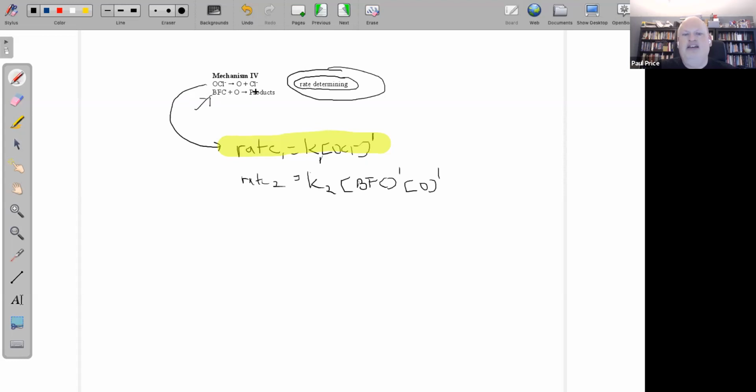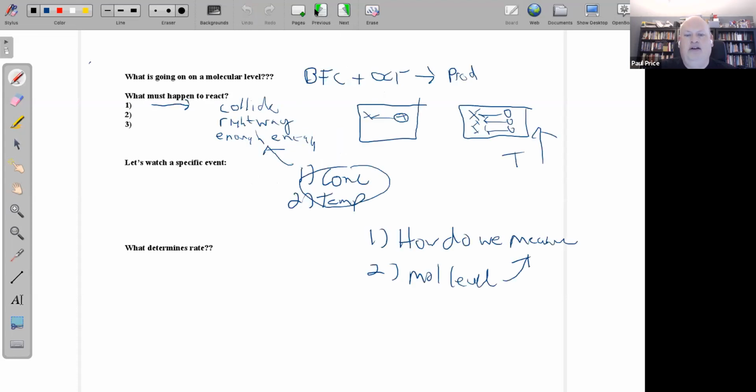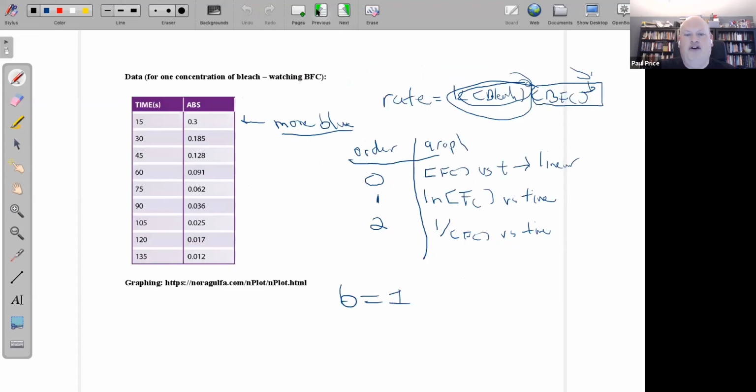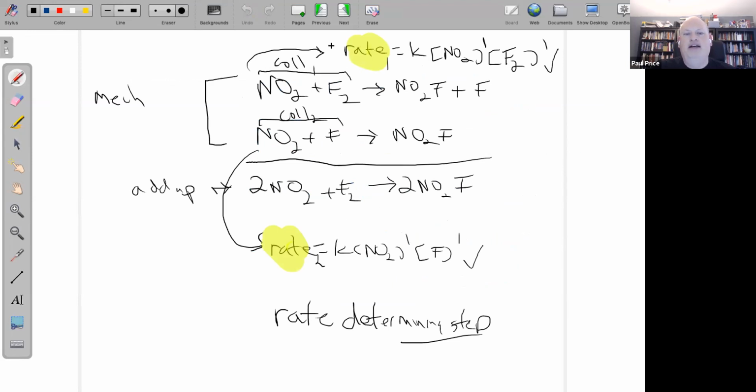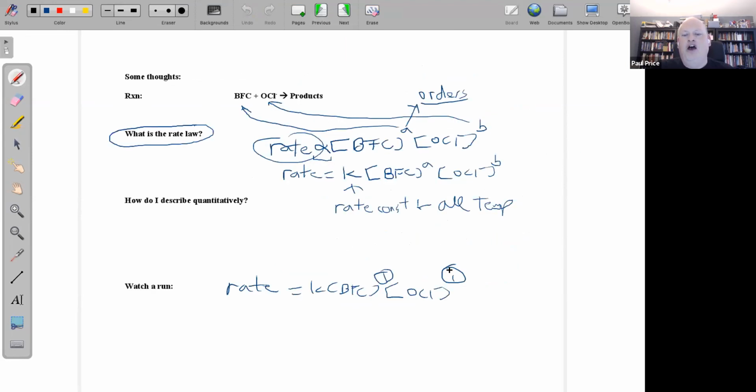So the question is, if this mechanism is correct, the rate law for this step should match the rate law for the overall chemical reaction. Well, what do we see? We know that the rate law for the overall chemical reaction was, go back to our very beginning, OCl is to the first power, but blue food coloring is also the first power.